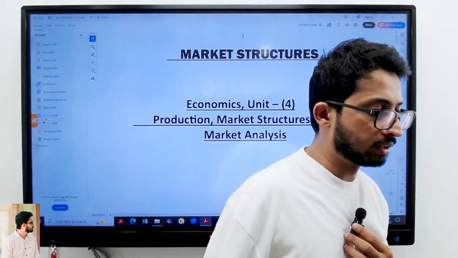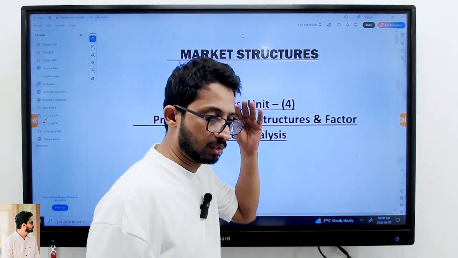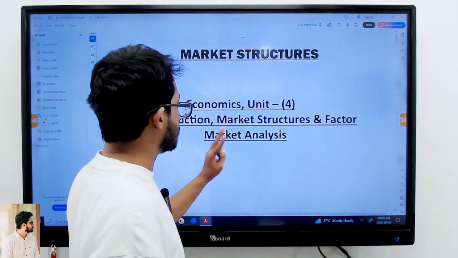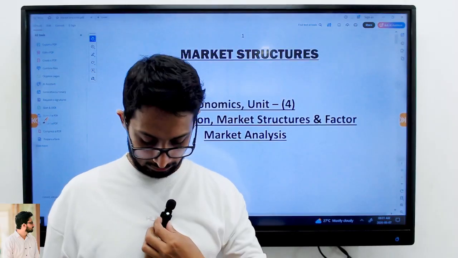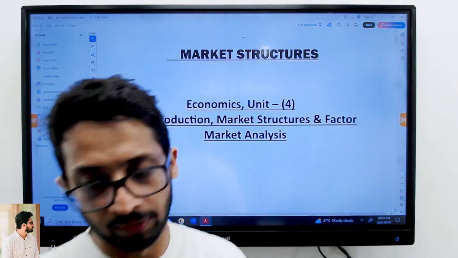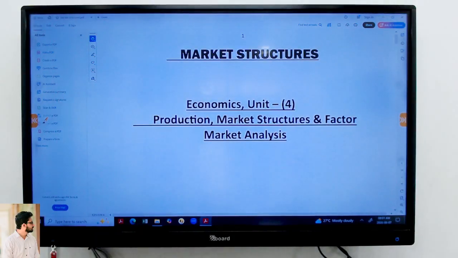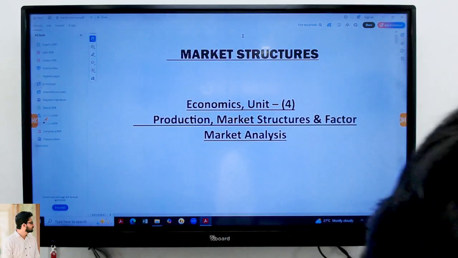Okay, Lamai. Market structures, unit number 4. This is the second part. We've completed the cost of production part, cost curves, short run, long run. Everything done. Today we are going to start the lesson of market structures.